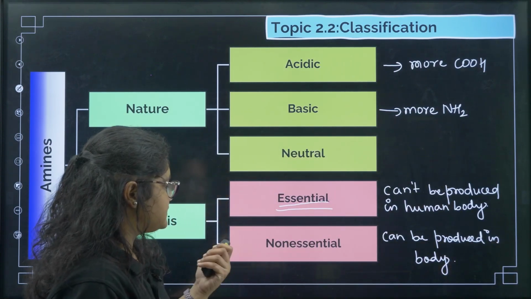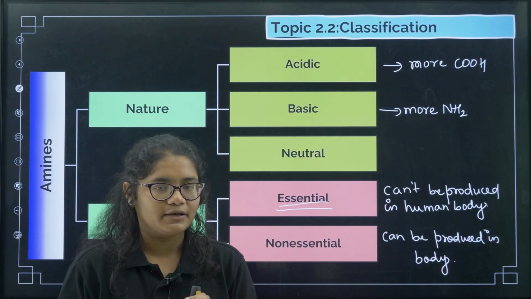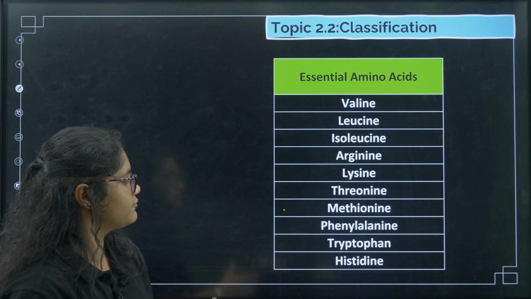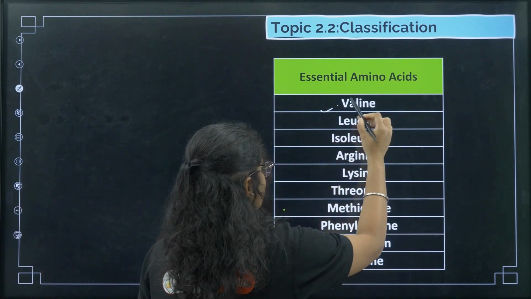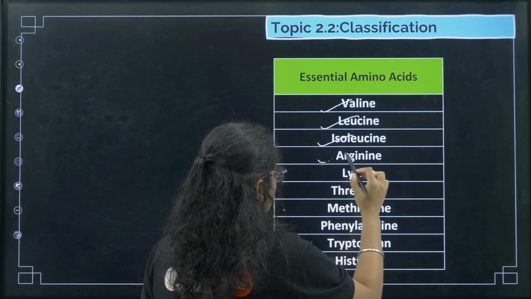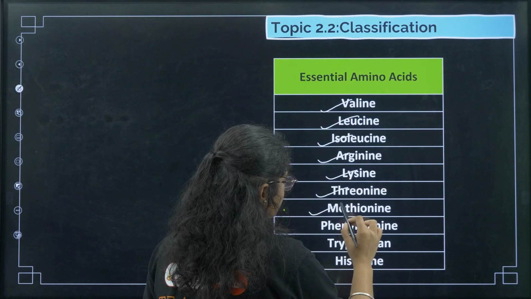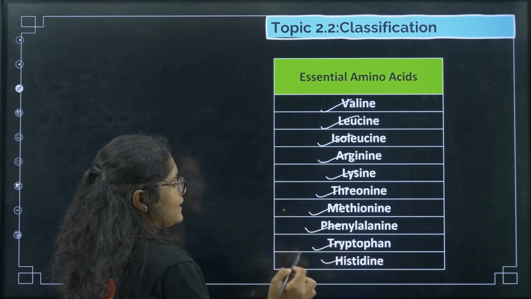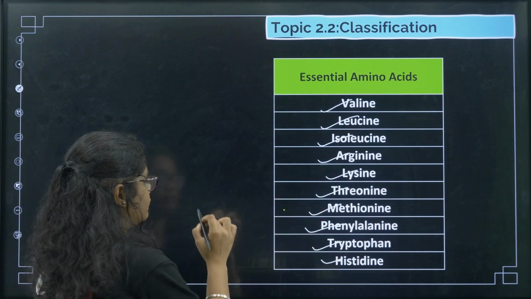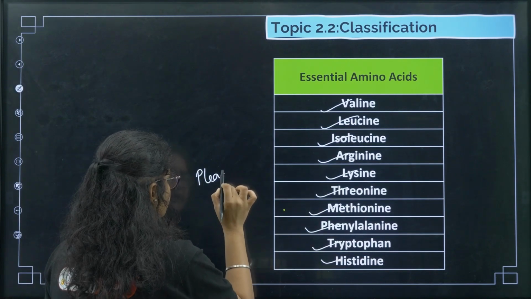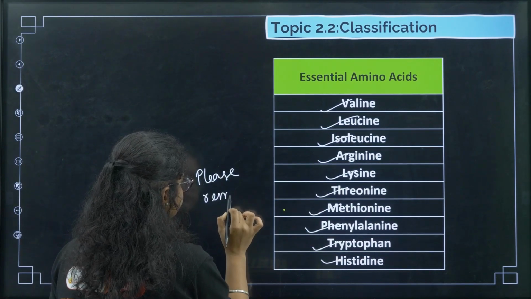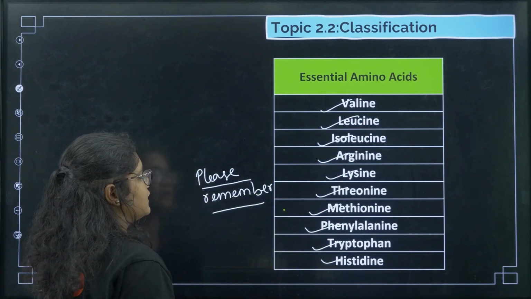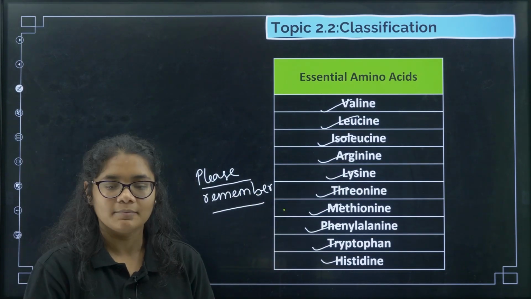Clear? Now we'll see the example. Out of 20 amino acids, there are 10 amino acids which are essential. Okay, so I'll tell you the list now, you can remember. So we have valine, leucine, isoleucine, arginine, lysine, threonine, methionine, phenylalanine, tryptophan and histidine. These are the 10 essential amino acids. And one more very important thing, please remember these 10 amino acids.